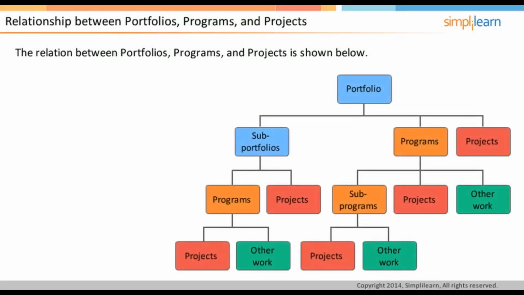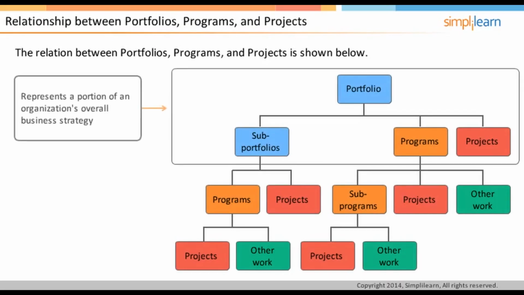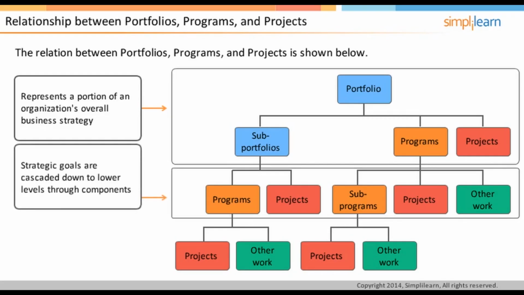The image on the screen will help you to understand the terms portfolios, programs, and projects. A portfolio is part of an organization's overall strategy. It represents a conscious decision by an organization to invest in the portfolio. The overall objectives of a portfolio are then cascaded down to the lower-level components. The components could be sub-portfolios, programs, or projects. These components can further be broken down into smaller components for ease of management.